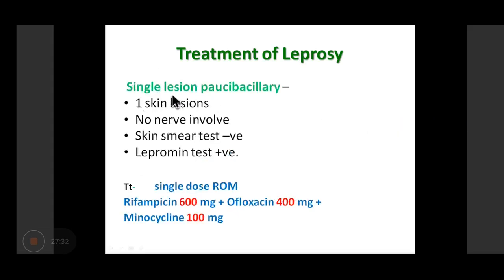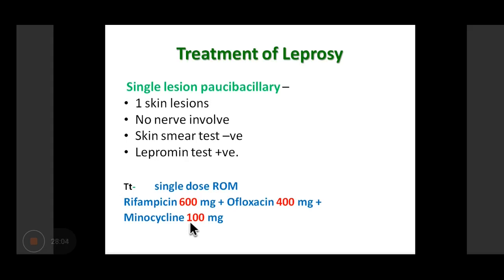Then there is one entity called single lesion paucibacillary, where you can see all the properties like paucibacillary, but only one lesion. It is very, very common. Here, one regimen has been made, that is ROM, single dose: rifampicin 600 mg, ofloxacin 400 mg, and minocycline 100 mg. A fixed dose combination is given to the patient, single dose, and it will get treated. After that, they will be called after 1 month. If 1 month, then 6 months.